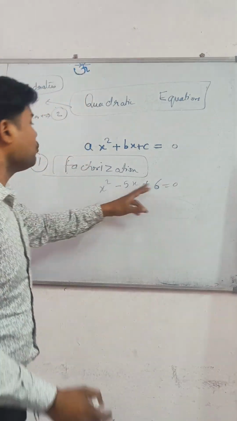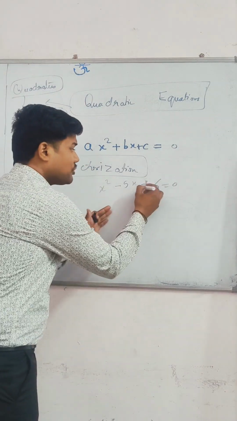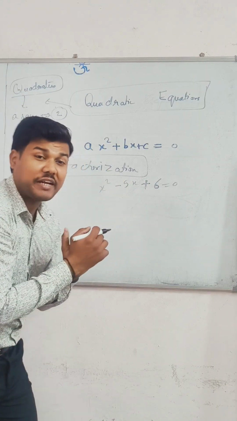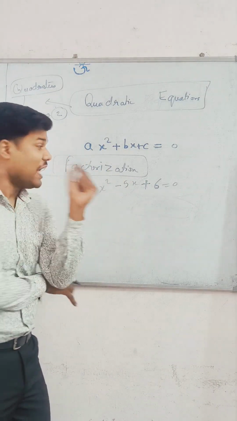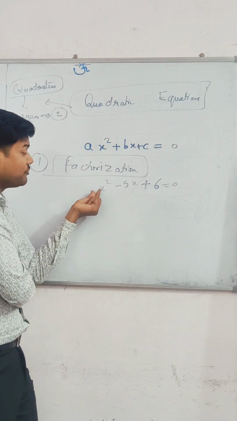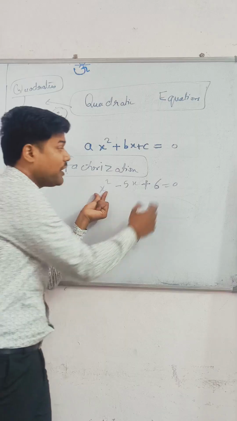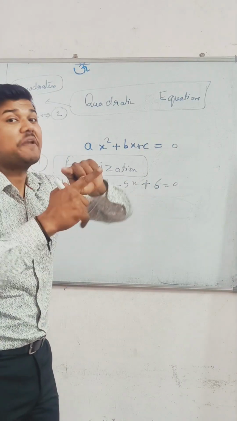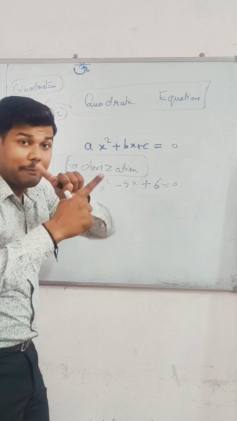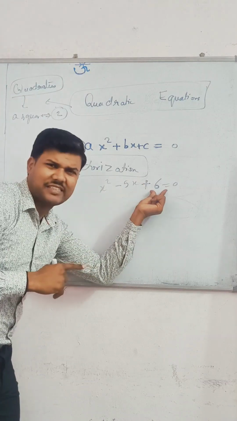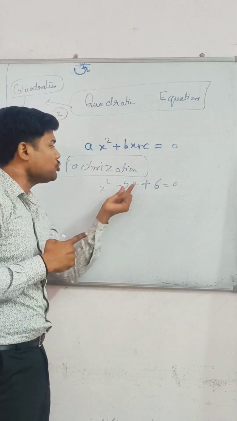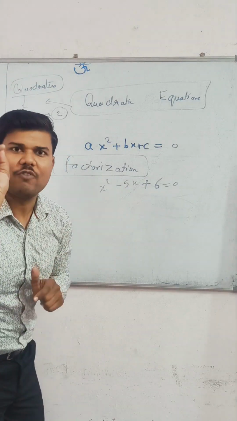Now, how can I find the roots of this equation? With the help of the factors, I have to factorize this quadratic equation. How can I factorize it? We have to factorize 6 in such a way that by multiplying them I should get 6, and by adding or subtracting them I should get 5. This should always be clear in your mind.